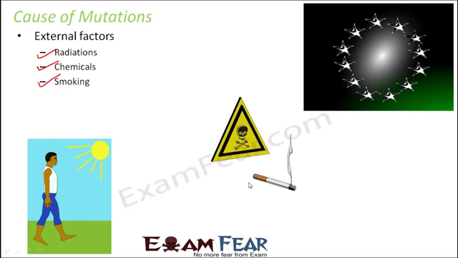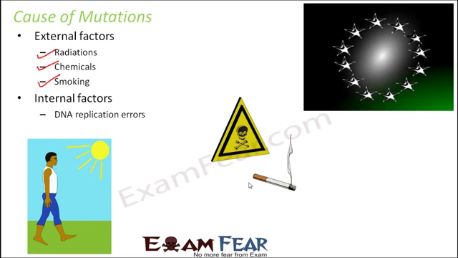Some of these external conditions are radiations, like ultraviolet radiations or even X-rays. Some of these radiations are extremely harmful and they can be a cause of mutations. There are many internal factors as well. Even if you keep yourself protected from smoking, chemicals or radiations, it is not necessary that there can be no mutations. Mutations can even happen due to internal factors.